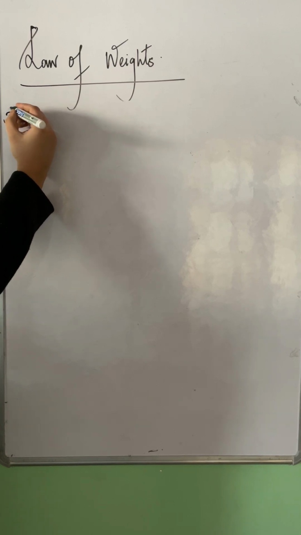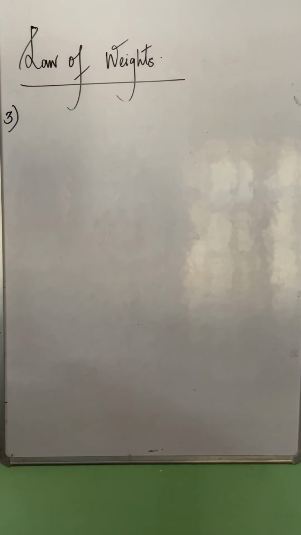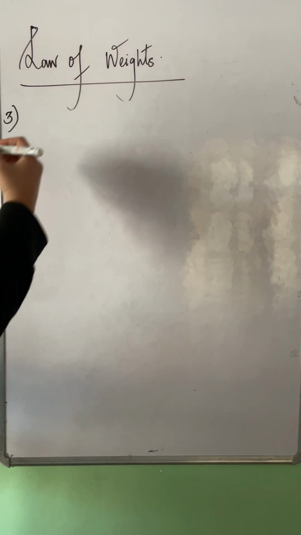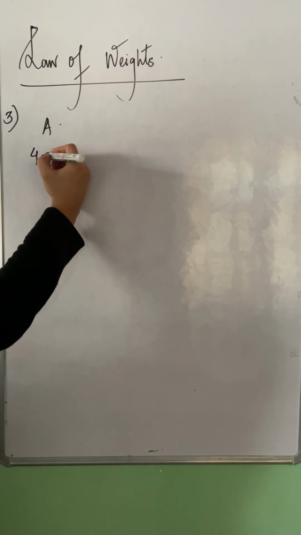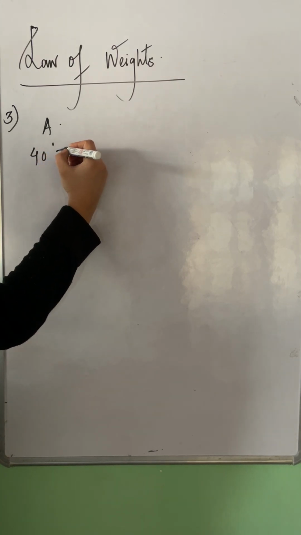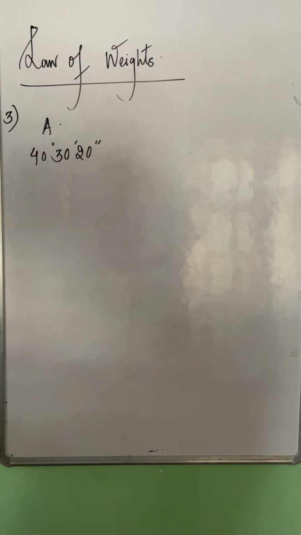Third law. The weight of the algebraic sum of two or more quantities is equal to the reciprocal of the sum of reciprocals of individual weights. Let's illustrate this with the help of an example. For example, this is our angle A. It has a value of 40 degrees, 30 minutes, and 20 seconds. And it has a weight of 3.